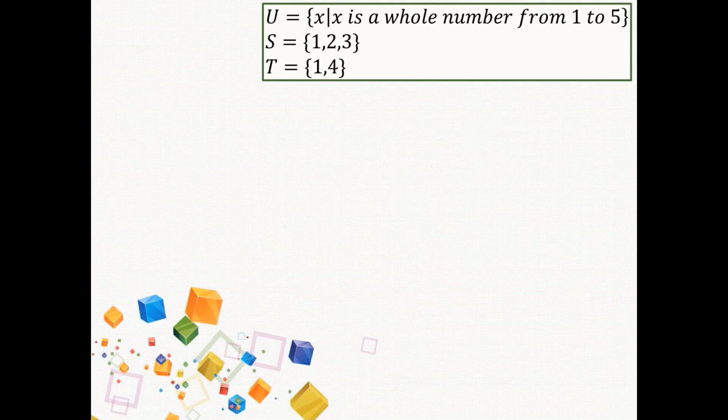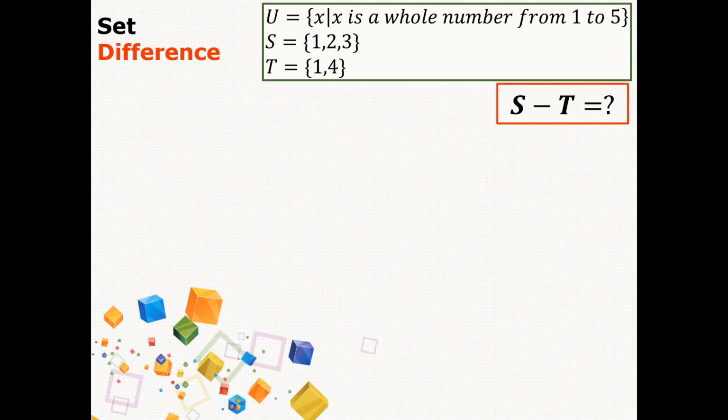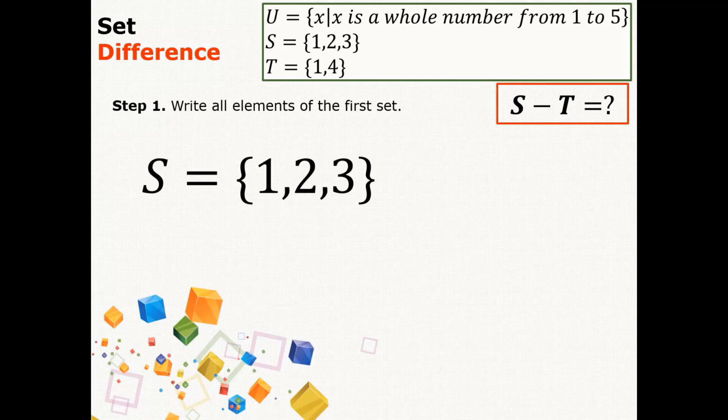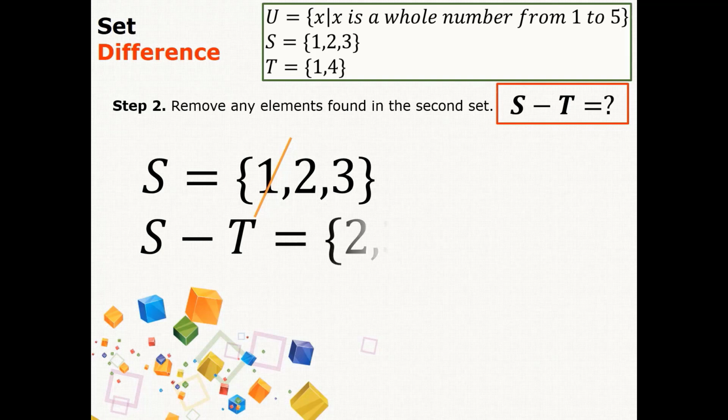The next operation is the difference of sets, or the set difference. What is S minus T? First, we need to write the elements of the first set S containing 1, 2, and 3. And then, we remove the elements that are found in set T. That is 1. In short, S minus T is a set containing 2 and 3.